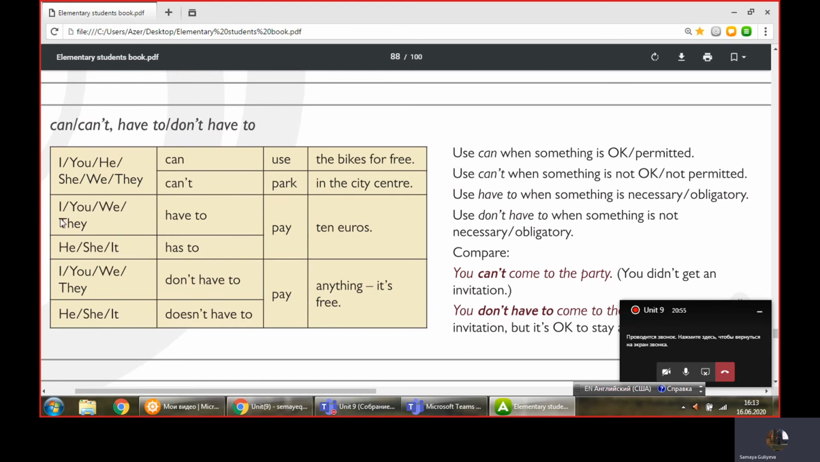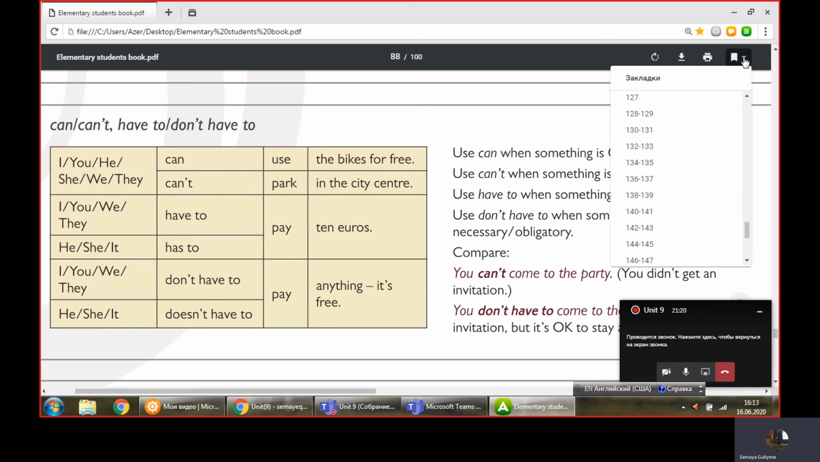Maybe you noticed that in the third person singular we use has to, but with the other persons we use have to. And we never make the negative form of have to with not. We cannot use haven't to. The auxiliary verb do or does is used. So let's go back to our page to perform some tasks for better understanding.